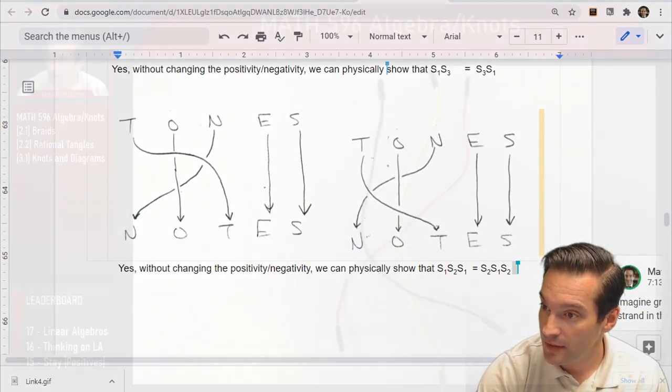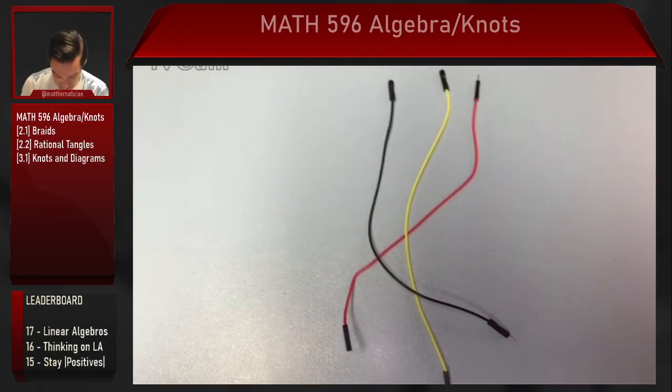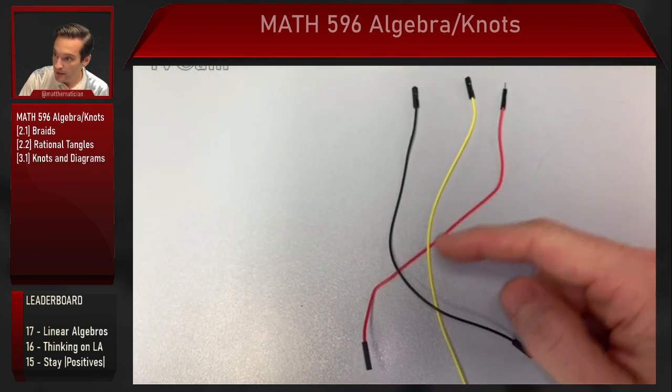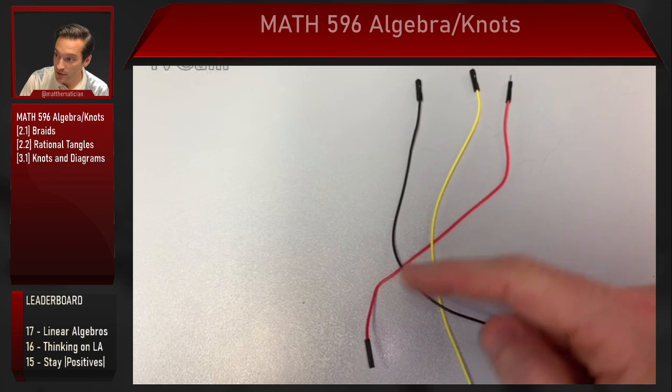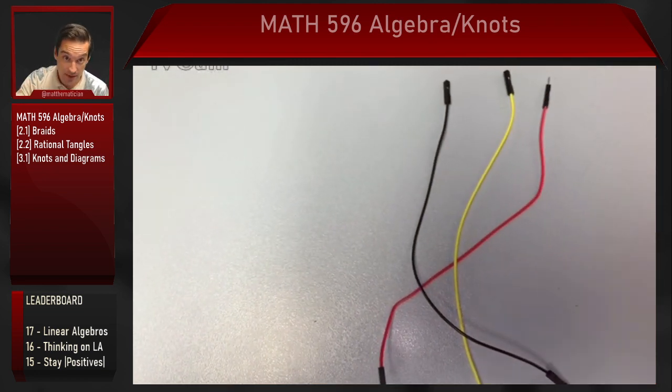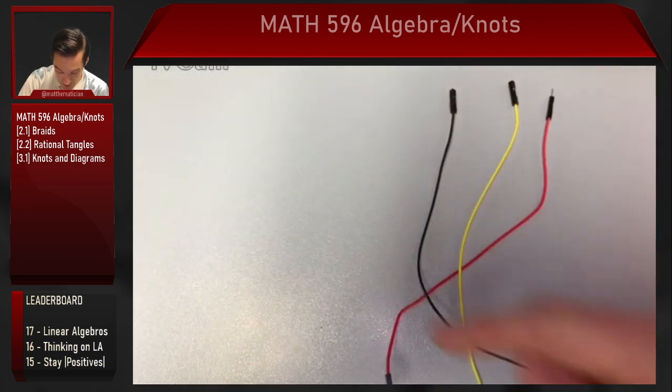So here is a sort of physical copy of that, right? I've made this braid with the red wire here. This is the O wire. It's underneath everything. The yellow wire here is my O that does nothing. It's in the middle. And then my T wire is the black one over here.